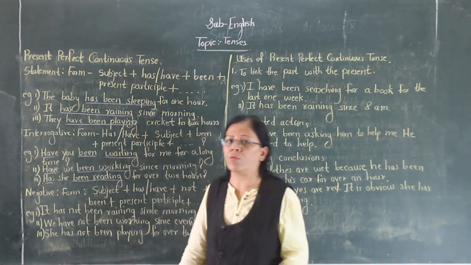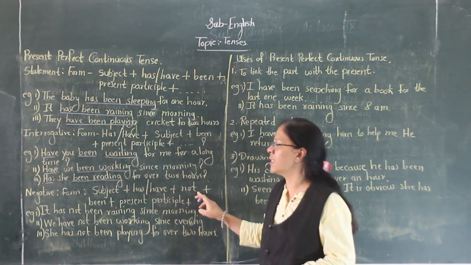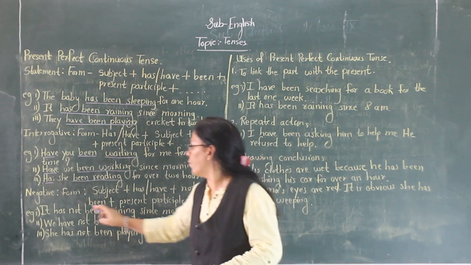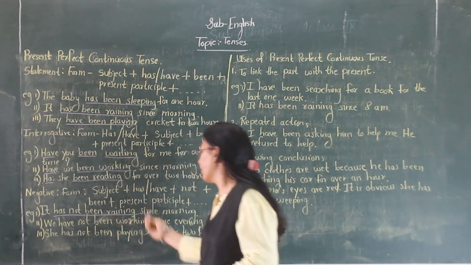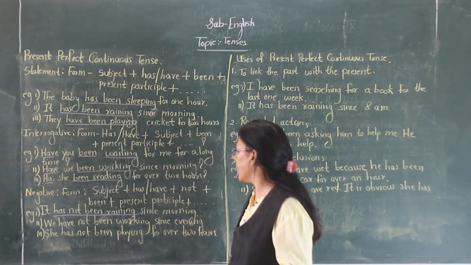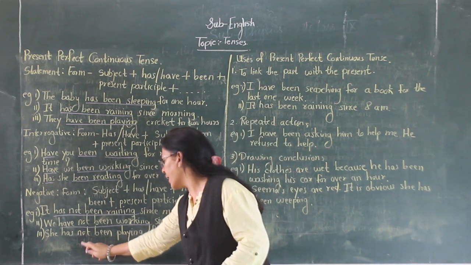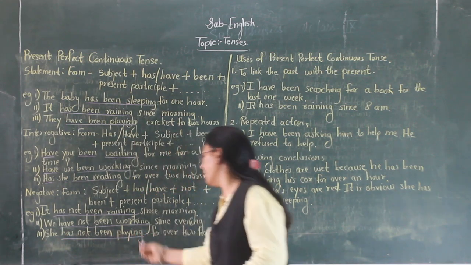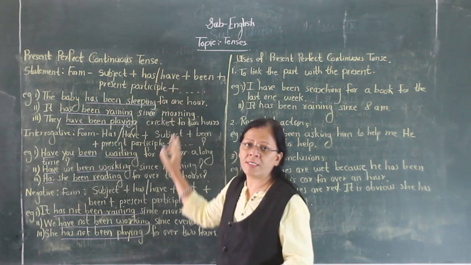Now next, the form of the negative sentence. Subject plus has or have plus not plus been plus present participle. For example, it has not been raining since morning. We have not been working since evening. Have not been working. Next, she has not been playing for over 2 hours. Has not been playing. So this is the form of present perfect continuous tense.